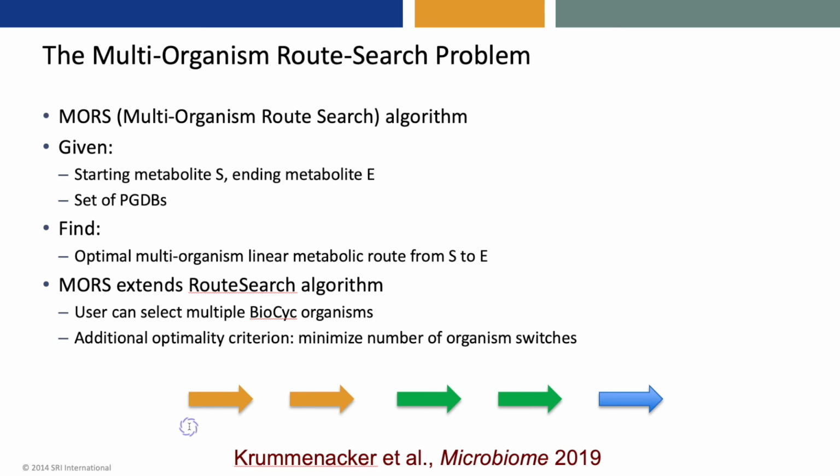So in this case, the software has found a route from the starting compound to the ending compound that makes use of 5 different reactions. The colors indicate which organisms the reactions occur in. So the first 2 reactions occur in one organism, the next 2 reactions occur in a second organism, and the final reaction occurs in a third organism. The software will minimize the number of these switches from one organism to another. And our algorithm was able to find several solutions for production of TMAO from L-carnitine.